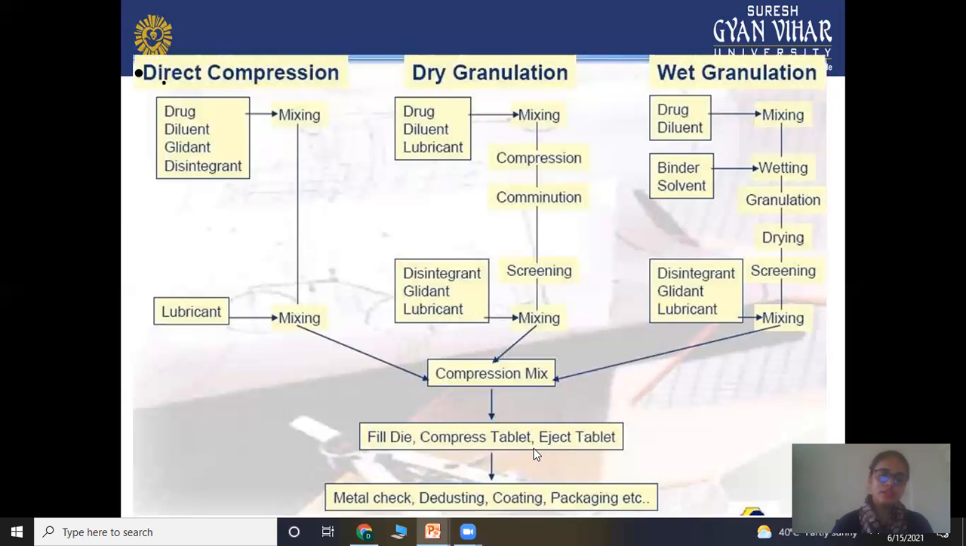Then ejection of the tablet is done, and a metal check is required. It is a test for the tablet, followed by dedusting, coating, and packing. You also check this just to confirm whether the tablet interacts with the formulation or is compatible with your formulation. There may be chances that a certain packaging material and the drug interact and form a certain reaction, so it shows a stability problem. So after complete formulation and ejection of the tablet, evaluation tests are an important parameter, so perform these evaluation tests.